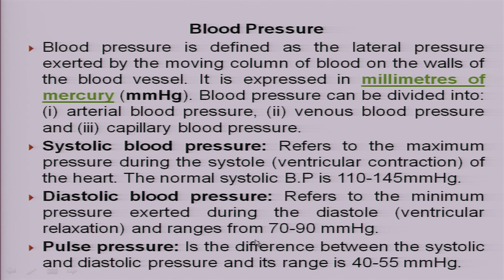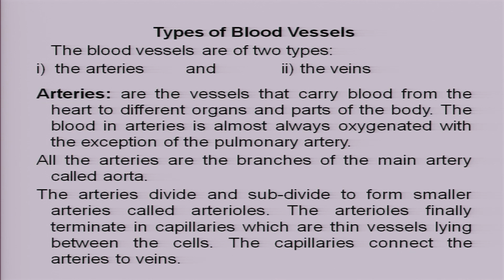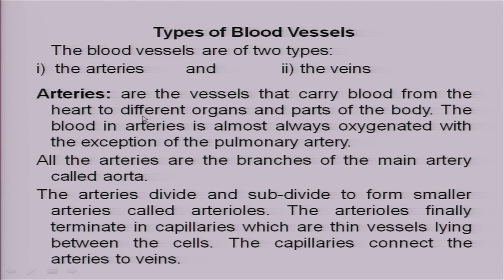Also there is a term called pulse pressure, which is nothing but the difference between the systolic and the diastolic pressure. Now the second component of the circulatory system is the blood vessel. There are two types of blood vessels which we have already discussed: the arteries and the veins. Arteries are the vessels which carry blood from the heart to different organs of the body. We know there is one exception, the pulmonary artery, which carries deoxygenated blood to the lungs. This is the only exception. Otherwise, all the arteries are offshoots of a bigger artery, the aorta, wherein oxygenated blood flows.